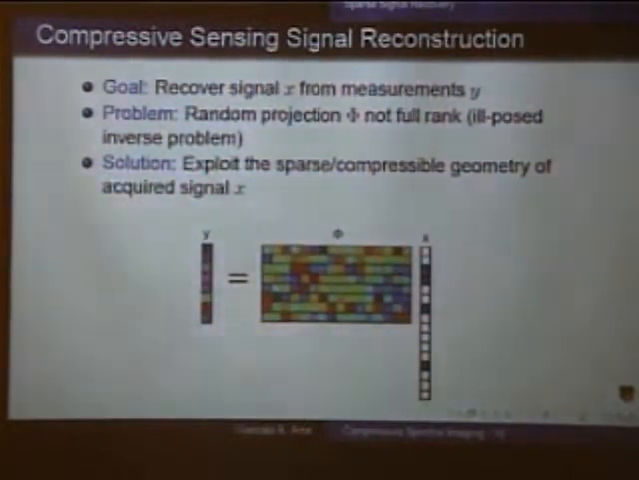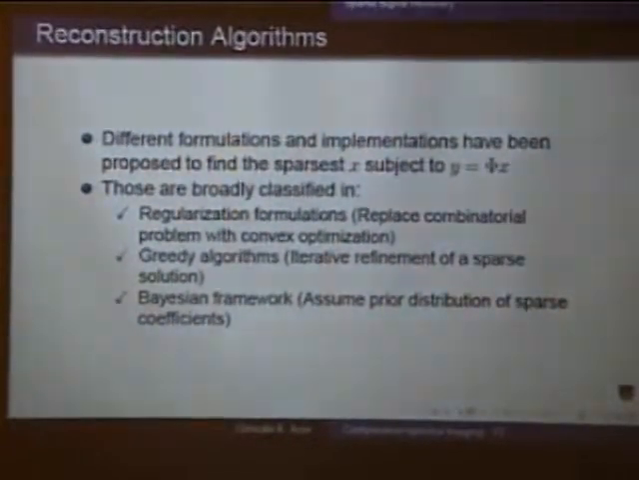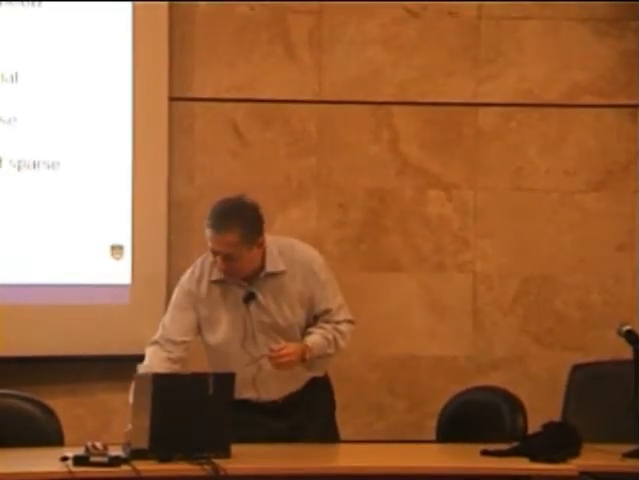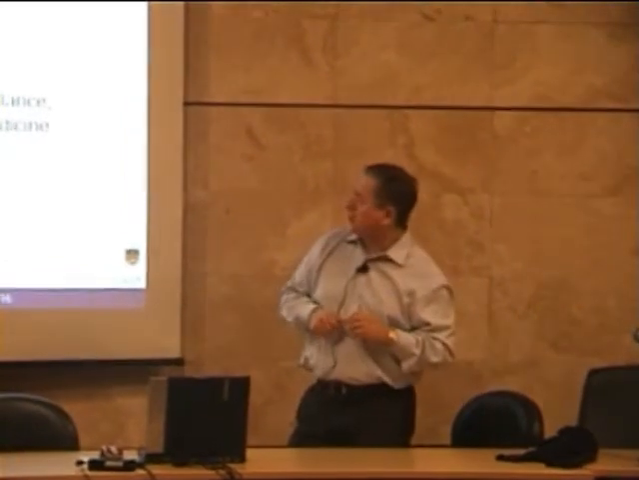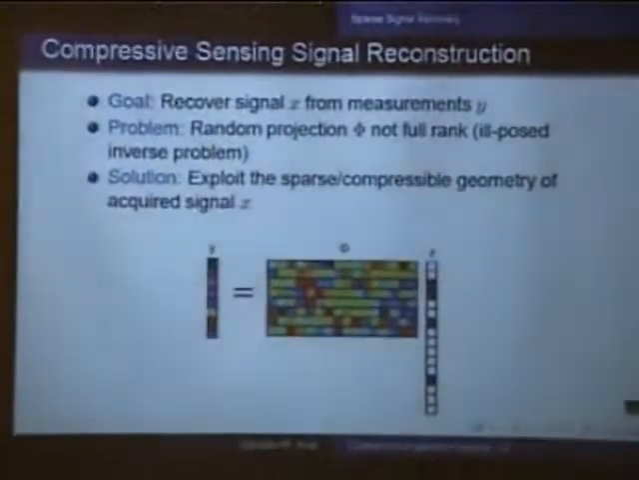Right? So the way to do this, and we're not going to go into the mathematics of how you do the reconstruction because I want to spend more time on compressive spectral imaging. But there are many ways to do the reconstruction. There are regularization formulations, greedy approaches, Bayesian approaches, and all of them, in essence, are doing an L1 regularization. You do an L2 data fitting and an L1 regularization. But I'm not going to talk about that today. We're going to jump into how we use this in compressive spectral imaging, right?